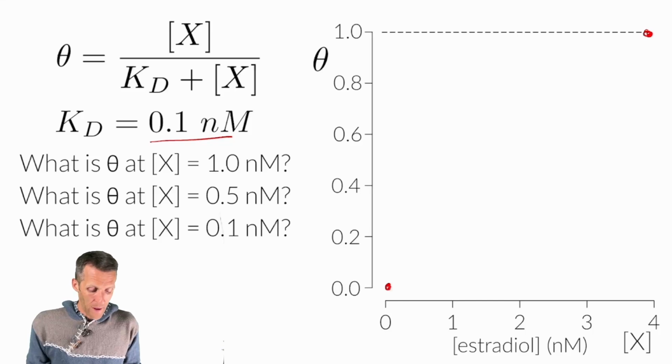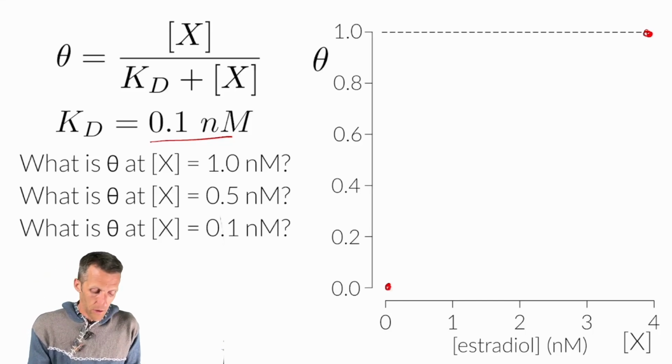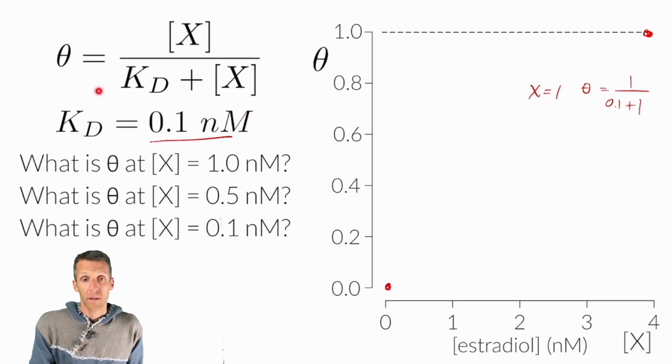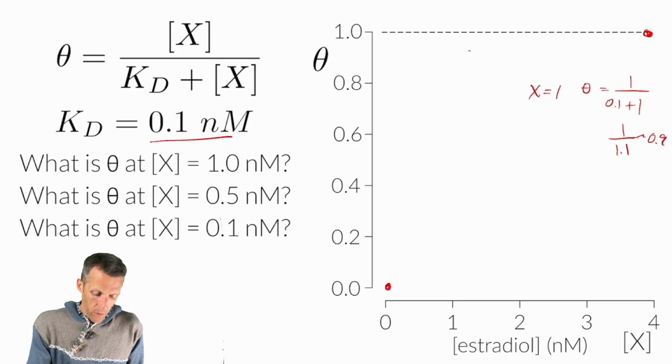All right, well, we're back from the pause. So here, let's do this. So let's say what is theta at X equals 1. That's going to be theta equals 1 over 0.1 plus 1, right? So what I just did there was I just plugged in 1 there, plugged in the 1.1, and so that's going to be 1 over 1.1, which is about 0.9. So at 1, we're around 0.9.